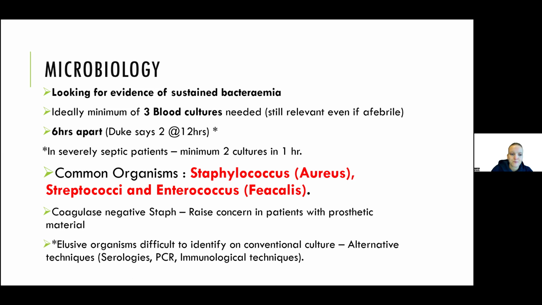And then you've also got your more elusive organisms. So things like your typical HACEK organisms. And some of these can be a bit more difficult to identify in your conventional culture. So particularly when you're thinking of patients who might have what we call a culture negative endocarditis. In those situations, you have to think about other techniques to try and grow an organism. So things like serology, PCR, and sometimes immunological techniques.